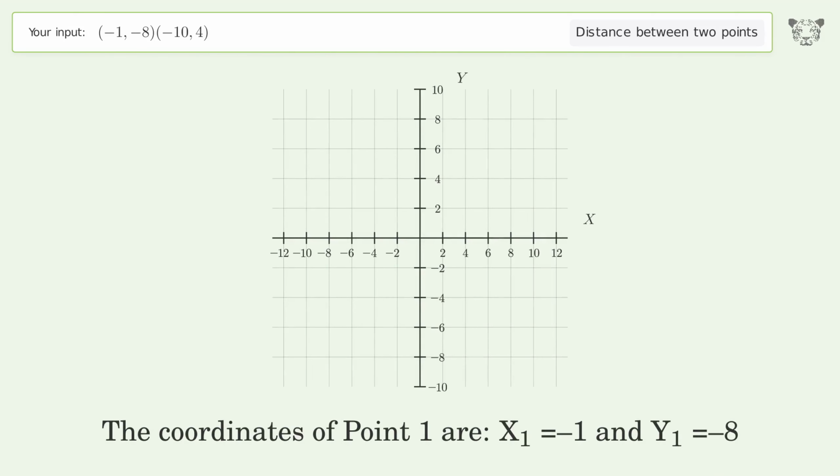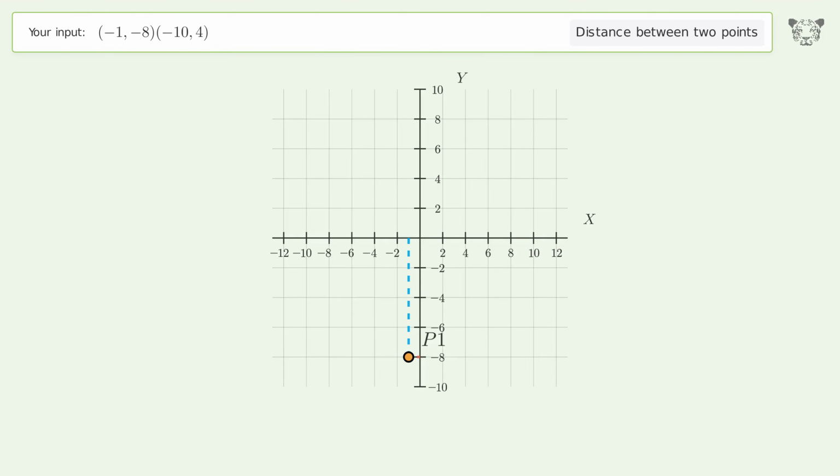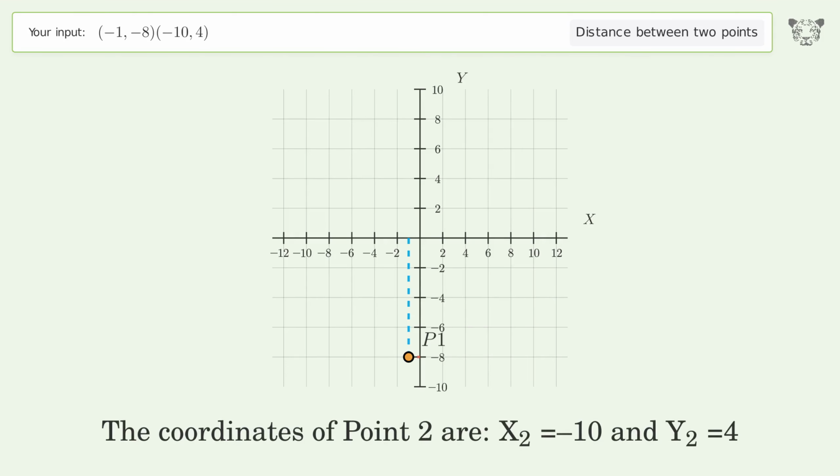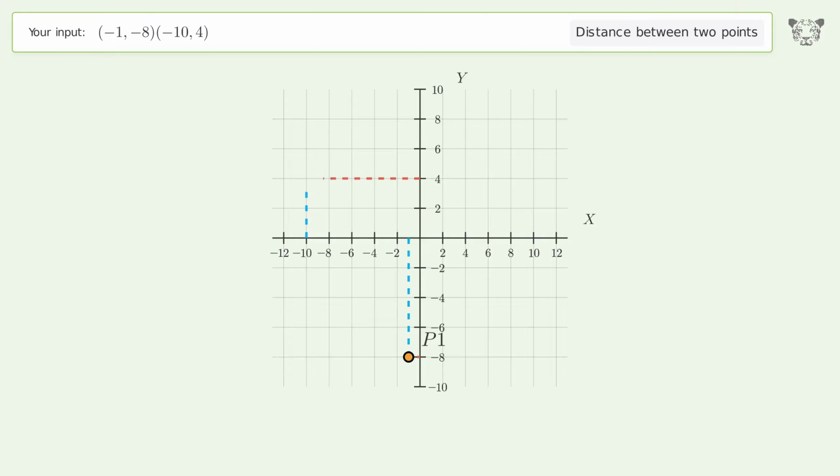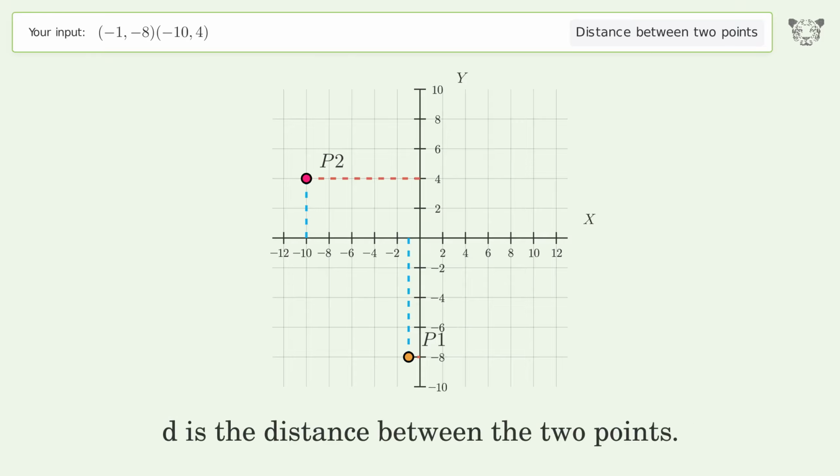The coordinates of point 1 are x1 equals -1 and y1 equals -8. The coordinates of point 2 are x2 equals -10 and y2 equals 4. D is the distance between the 2 points.